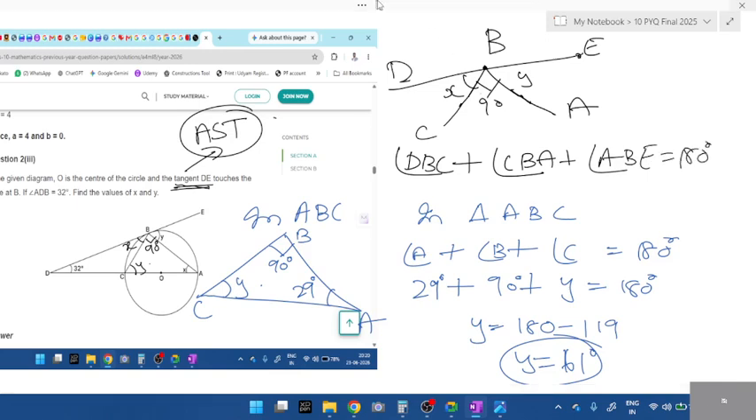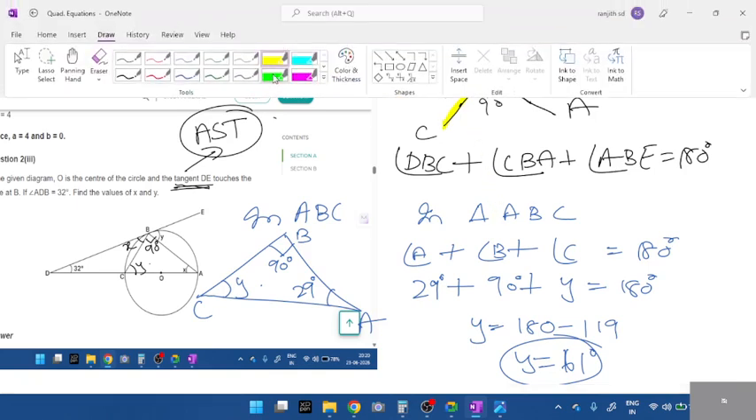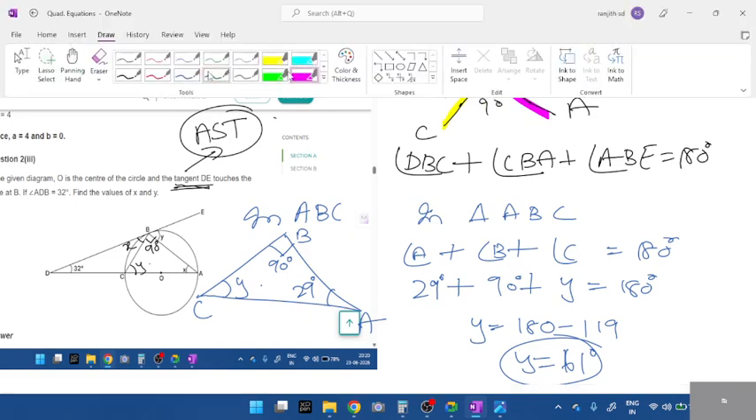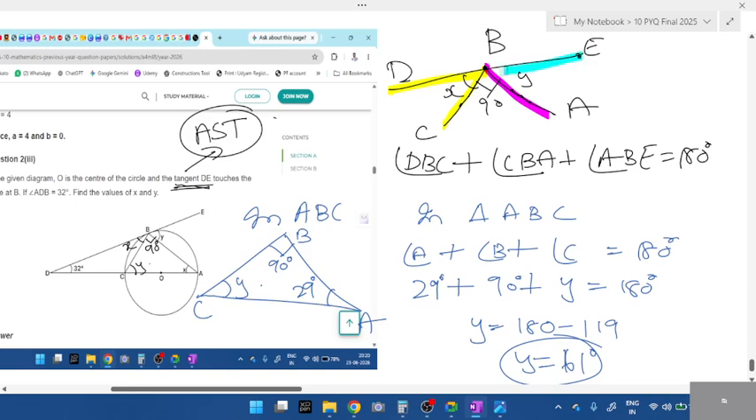Look at the way I've written. You have to mention this. If not, they'll reduce marks. So see which you all feel easy, students, whether sum of interior angles or straight line. Yellow is one, pink is one, and this blue is one, green one. Using the straight line concept, you'll get the same answer.